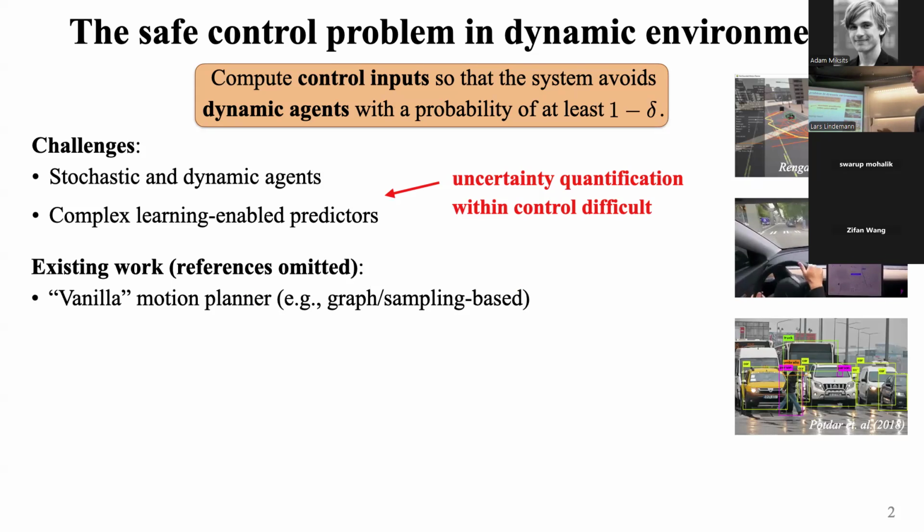Now there's existing work, obviously, in planning and control in dynamic environments. For instance, there's a lot of work using vanilla motion planners such as graph or sampling-based methods, A star or R star.